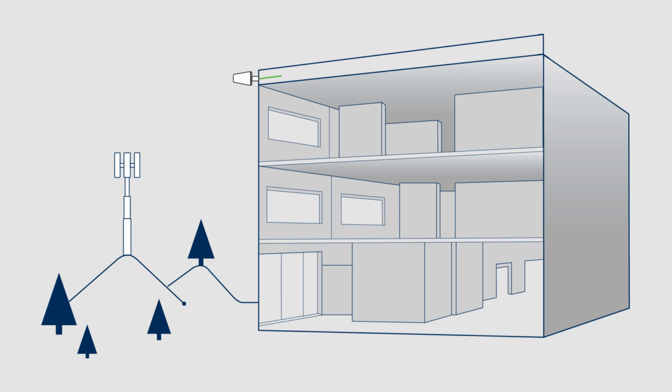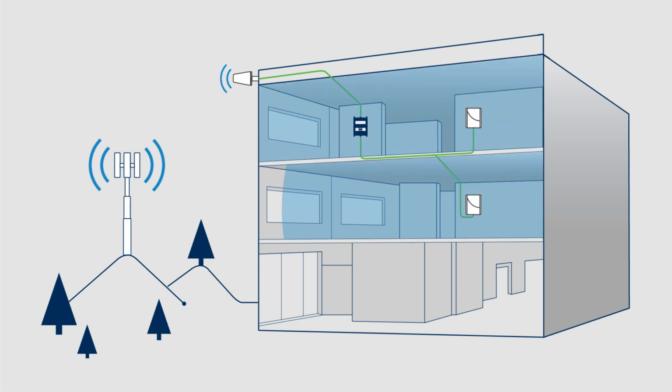This is where a DAS system comes into play. The DAS takes the signal outside of the building, brings it inside, and distributes that signal throughout the building. There are two main types of DAS systems: passive and active. I'll talk about these, the pros and the cons, as well as the best applications.